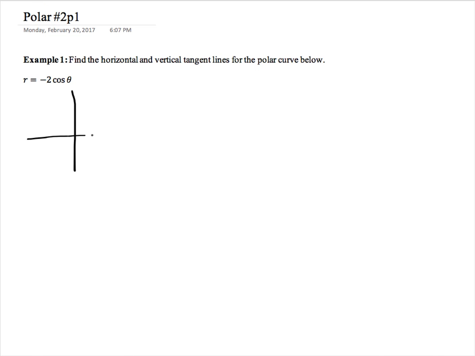So if I think about the xy plane, and here's my x-axis, and here's my y-axis, -2 cosine theta is a circle. If you remember, r equals sine theta, cosine theta, negative cosine theta, all those things are circles. Those are circles that aren't centered at the origin, like just r equals 4 would just be a curve that's clearly centered at the origin. This is attached to an axis.